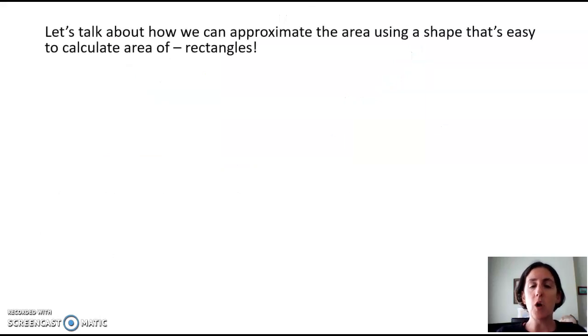So now let's go back to talking about the area of that shape, which again we can't actually calculate because we don't have a nice formula. What we can do is approximate the area under that curve using shapes that are easy to calculate the area of, like rectangles, because rectangles are just height times width. So what if we use two large rectangles?